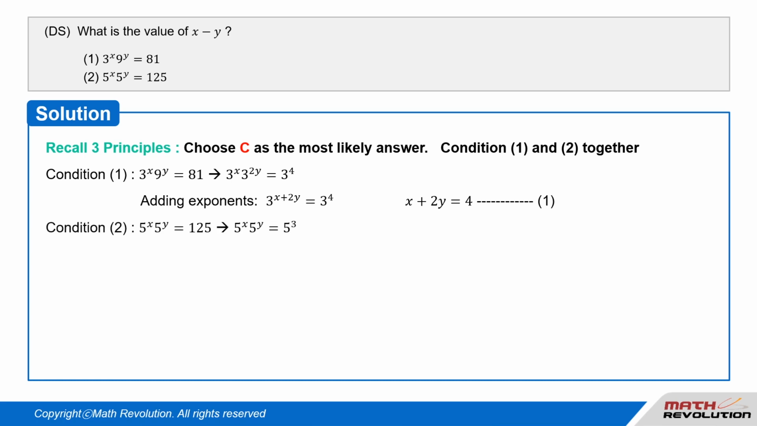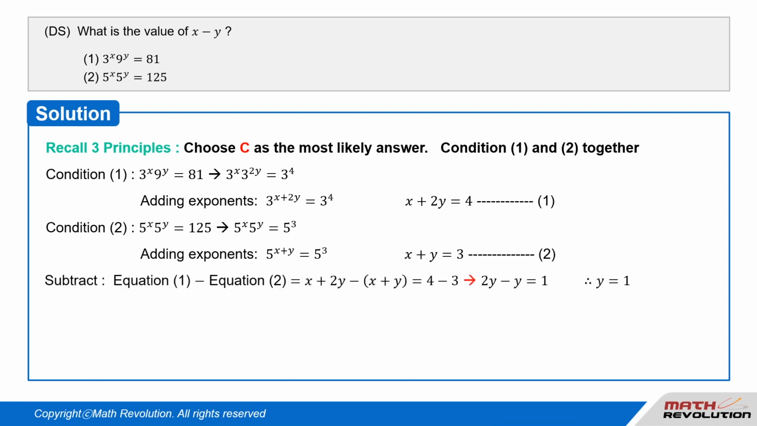Condition 2 tells us that 5 to the power of x, whole times 5 to the power of y, equals 125. Or 5 to the power of x, whole times 5 to the power of y, equals 5 cubed. We can then add the exponents together to get 5 to the power of x plus y equals 5 cubed. Dropping the bases gives us x plus y equals 3.